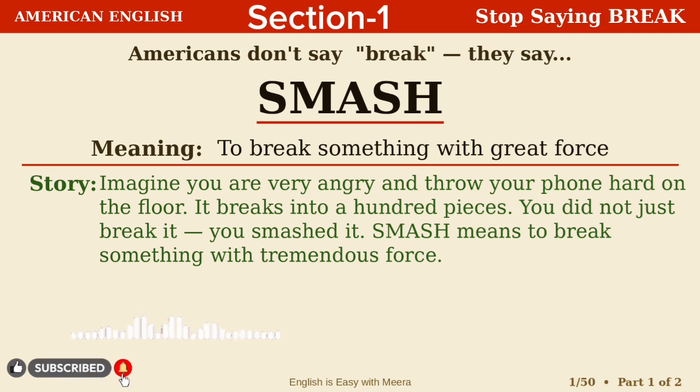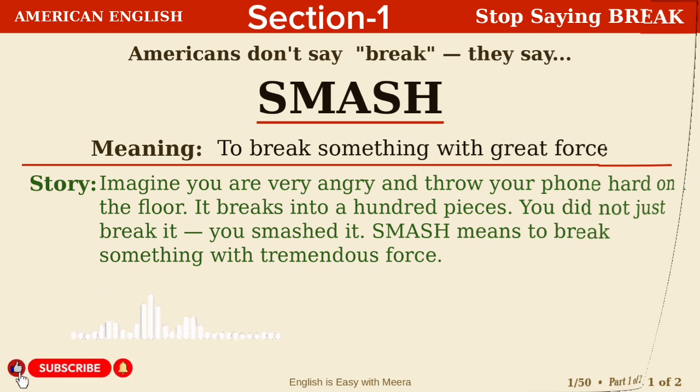Stop saying break. Americans don't say break, they say smash. Meaning, to break something with tremendous force. Story. Imagine you are very angry and throw your phone hard on the floor. It breaks into 100 pieces. You did not just break it, you smashed it.